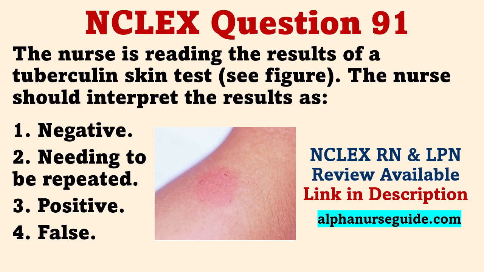The correct answer is 3. The tuberculin test is positive. The test should be interpreted 2 to 3 days after administering the purified protein derivative, PPD, by measuring the size of the firm raised area of induration. Positive responses indicate that the client may have been exposed to the tuberculosis bacteria. A negative response is indicated by the absence of a firm raised area or an area that is less than 5 millimeters in diameter. Since the test is positive, it is not necessary to redo the test. The test is positive, not false.